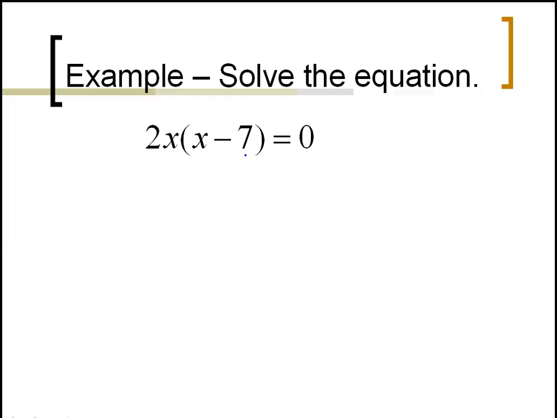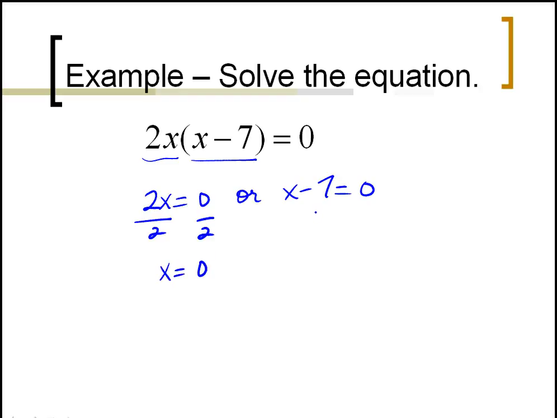2x times x minus 7 is equal to 0. This is the same setup. We already have something multiplied together is equal to 0, so don't undo the multiplication. Notice that 2x is a factor, so we set that equal to 0, or the other factor is x minus 7. So if 2x is equal to 0, remember that's multiplication, so we have to divide both sides by 2 to get either x is 0, or we can add 7 to both sides to get x is 7. So our two solutions are 0 and 7. Now you can check, right? We can plug in the 0 for x or the 7 for x and check that everything works out.